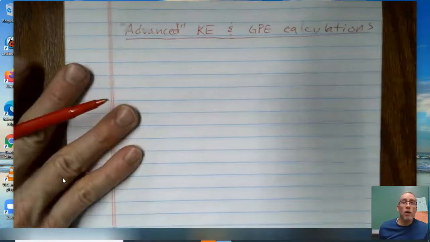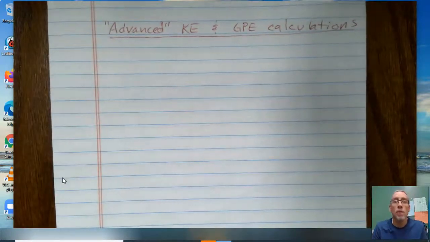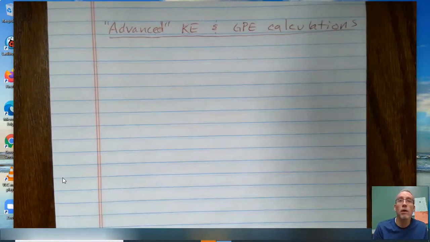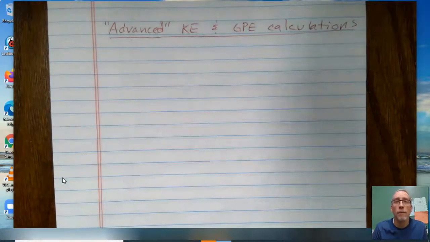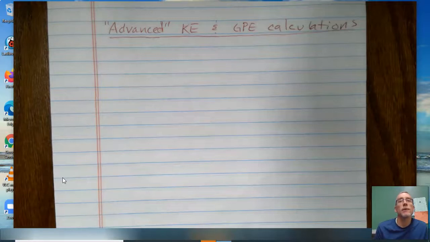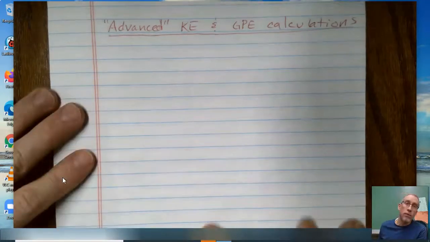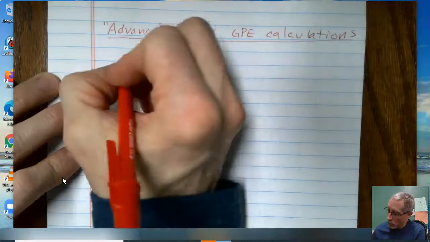But for those of you that have moved on past quiz 2, I'm assuming that you've done the calculations of KE and GPE during the first part of the unit. So I'm going to show you how we can make some of those problems a little bit more challenging and a little bit more, what I call, advanced. So let me remind you first of the two formulas that I'm referring to.